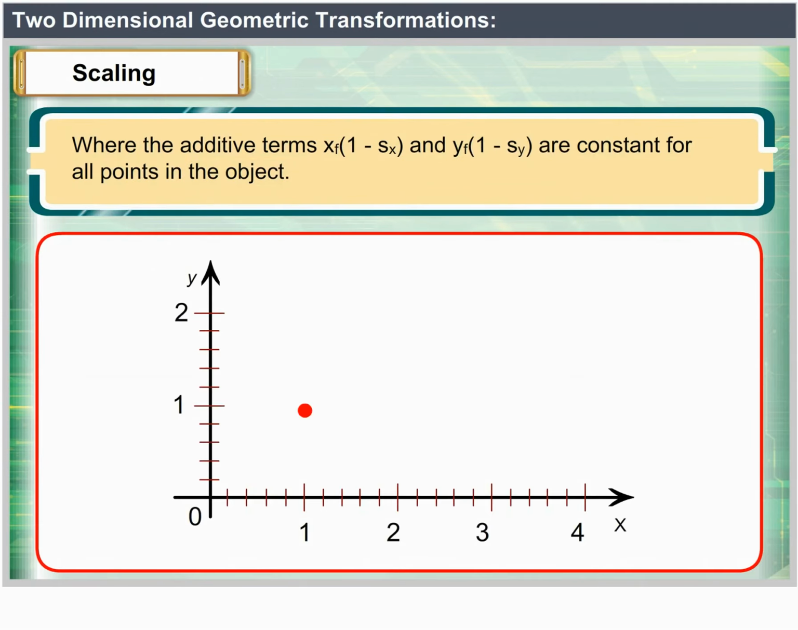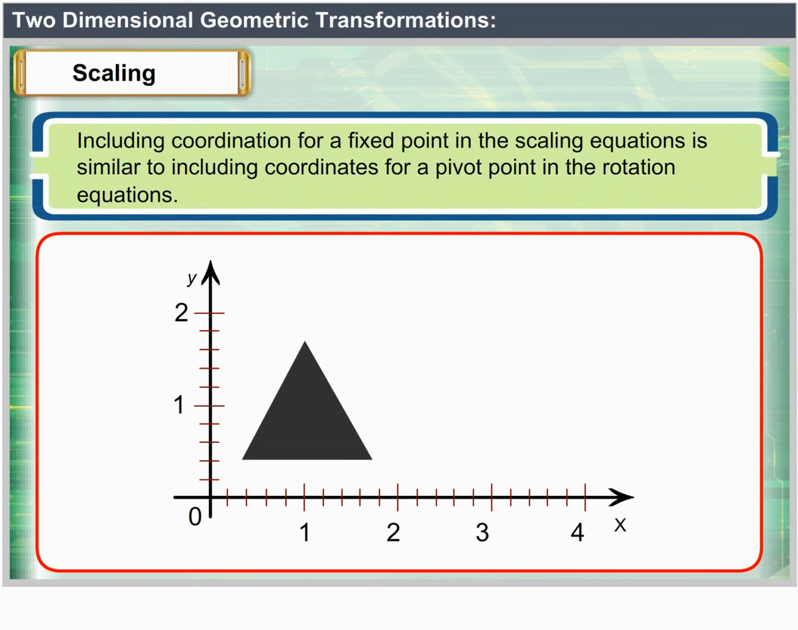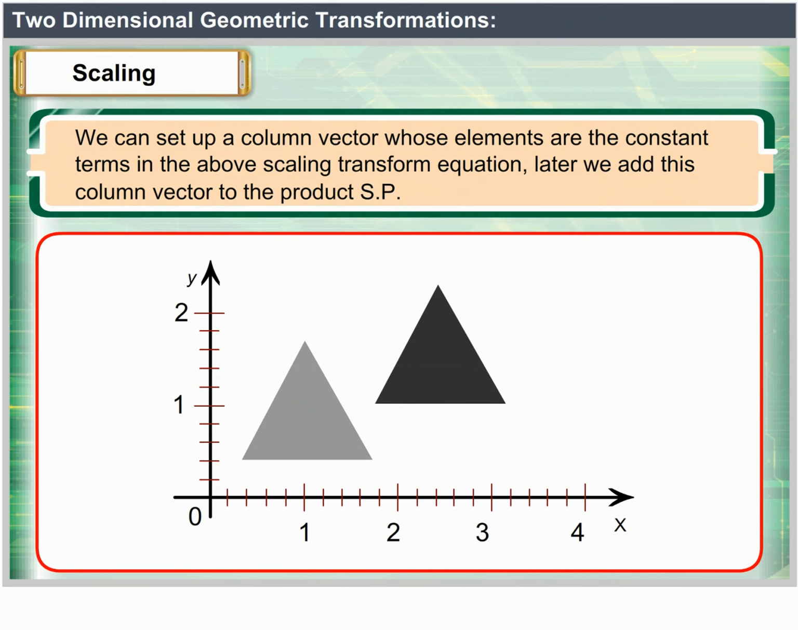Including coordinates for a fixed point in the scaling equations is similar to including coordinates for a pivot point in the rotation equations. We can set up a column vector whose elements are the constant terms in the above scaling transform equation. Then we add this column vector to the product S and P. In the next section, we discuss a matrix formulation for the transformation equations that involve only matrix multiplication.